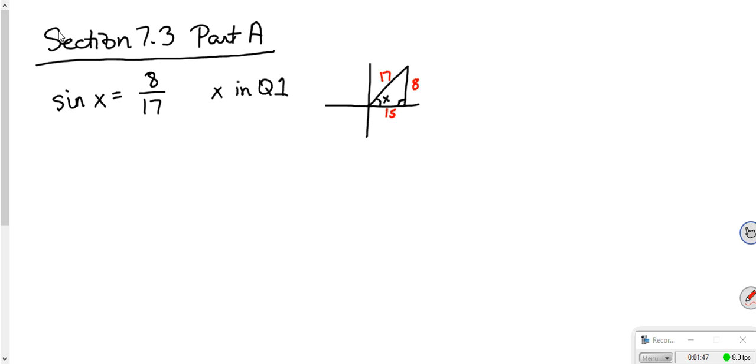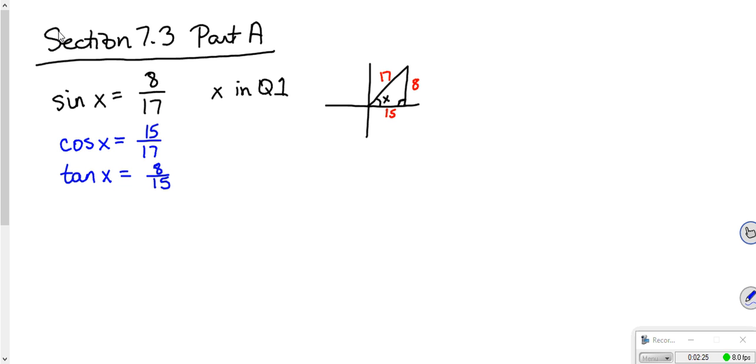and then that means that this side would have to be 15 by Pythagorean's theorem. So using that same angle of x, I can find cosine and I can find tangent. We're going to need that to find all the double angles. So here we go. Cosine x, remember cosine is adjacent over hypotenuse, is going to be 15 over 17. And tangent of x is opposite over adjacent, or 8 over 15.